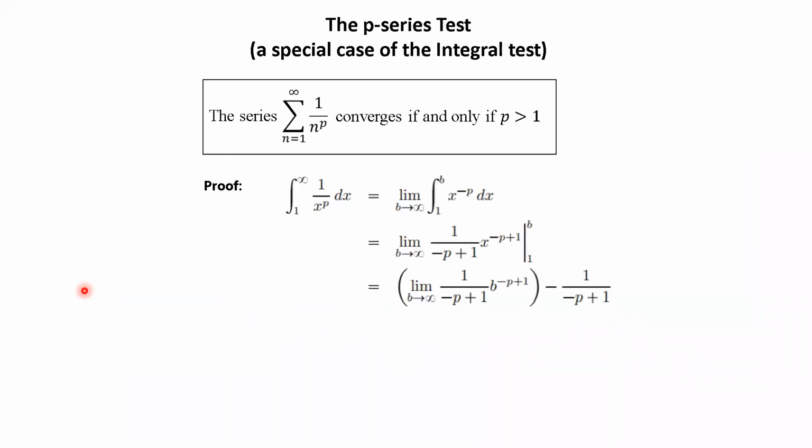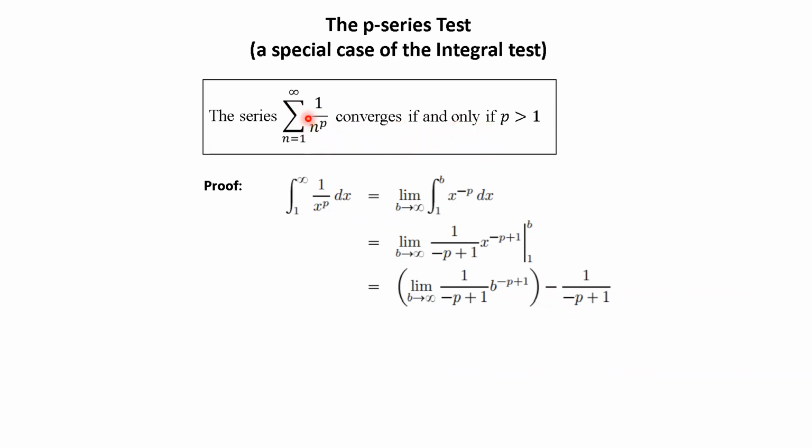And the next test, which is called the p series test, you can treat as a special case of the integral test, because you can derive this result from the integral test. But anyway, what it says is that if I have this series, 1 divided by n to the power p, where p is a number, then this converges if and only if p is greater than 1.